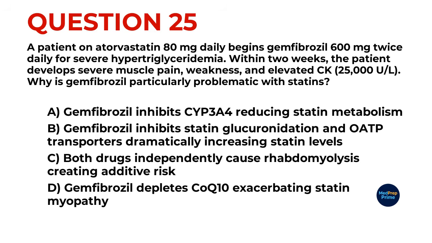A patient on atorvastatin 80 mg daily begins gemfibrozil 600 mg twice daily for severe hypertriglyceridemia. Within 2 weeks, the patient develops severe muscle pain, weakness, and elevated CK, 25,000 units per liter. Why is gemfibrozil particularly problematic with statins? Option A, gemfibrozil inhibits CYP3A4, reducing statin metabolism. Option B, gemfibrozil inhibits statin glucuronidation and OATP transporters, dramatically increasing statin levels. Option C, both drugs independently cause rhabdomyolysis, creating additive risk. Option D, gemfibrozil depletes CoQ10, exacerbating statin myopathy.